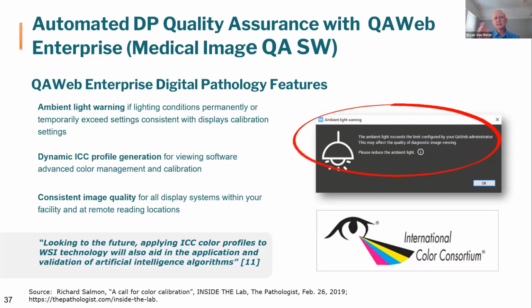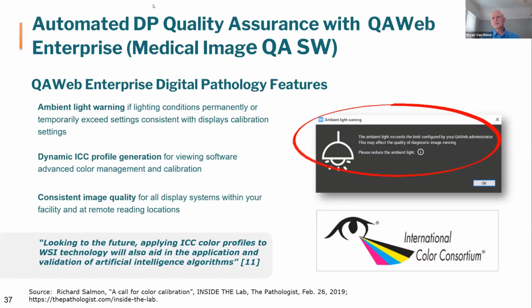Image quality and consistency are going in, but with regards to this ICC profile, I want to give this quote because one of the drivers of digital pathology is clearly AI. It has application for pathology, and it says, looking to the future, applying ICC color profiles to whole slide imaging technology will also aid in the application and validation of artificial intelligence algorithms.